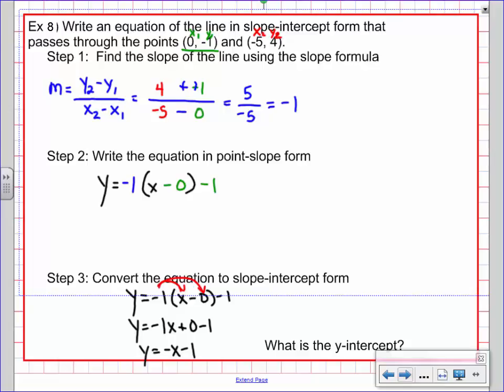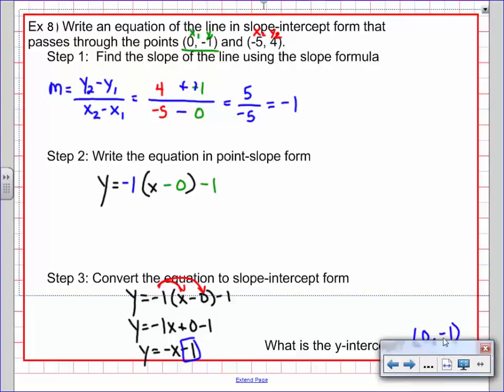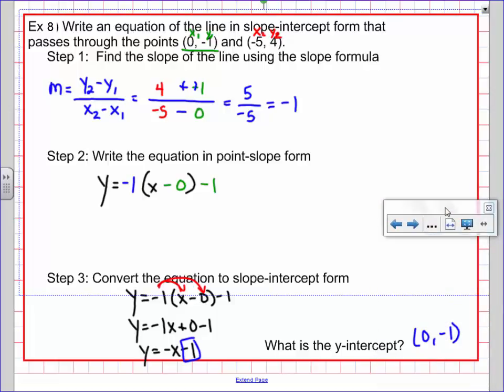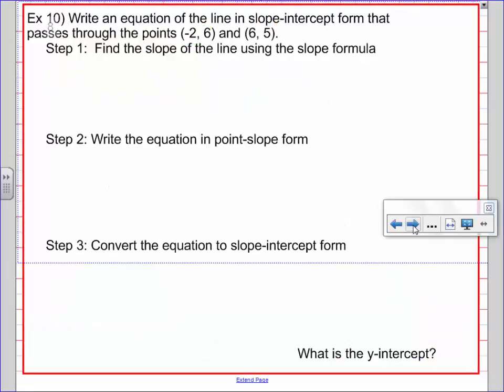So my intercept is right here, negative 1, so it is (0, -1). Do you notice anything about that? Well, if I look back up at the beginning, (0, -1) is given. So I didn't even have to write it in point-slope form. I could have written it in slope-intercept form because I was given the y-intercept. Okay, you try this one.